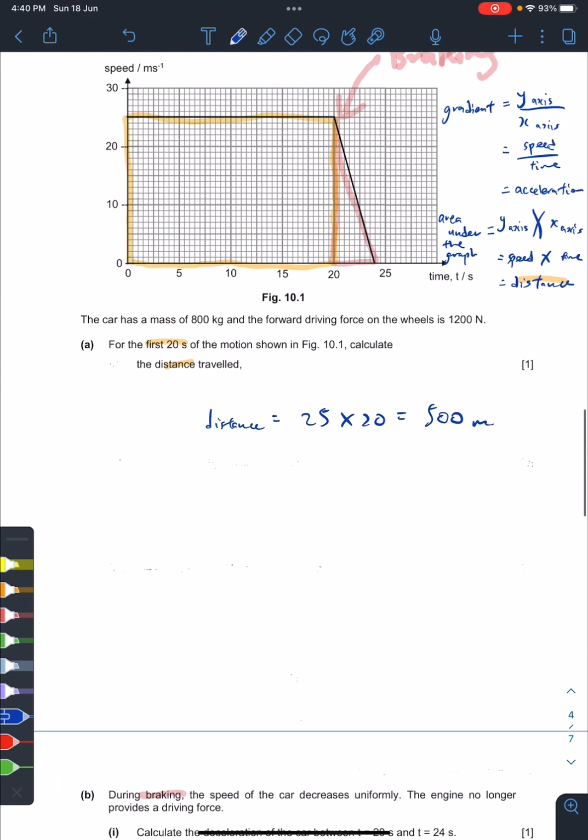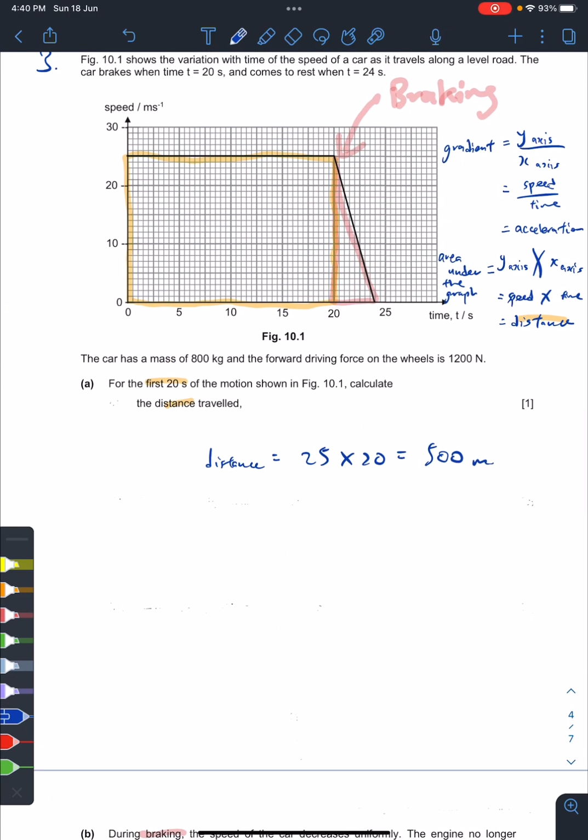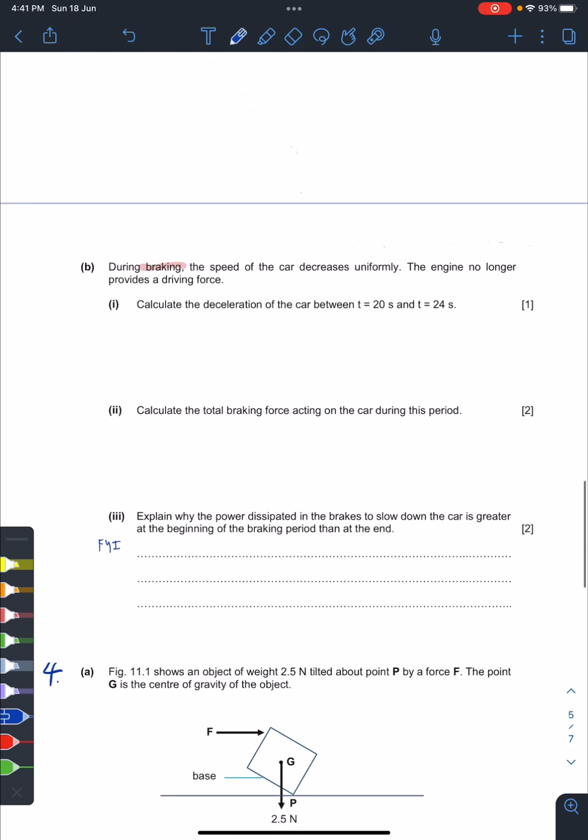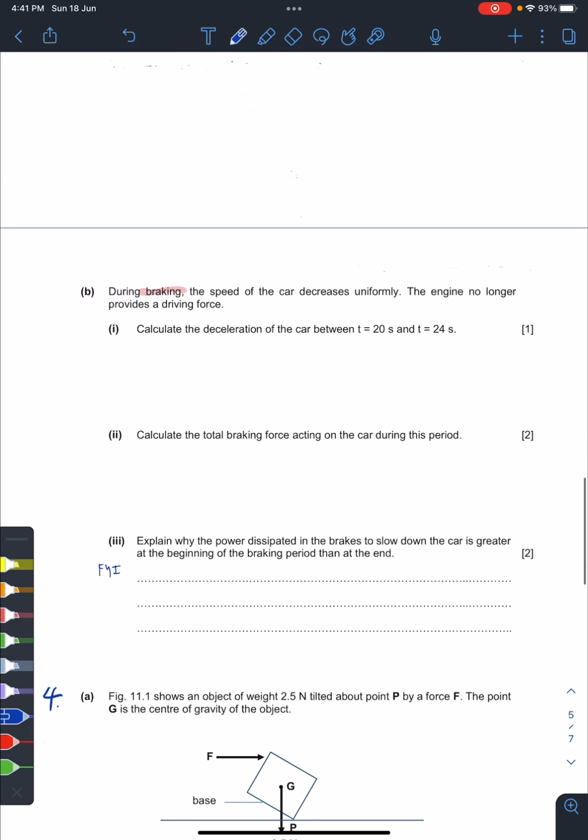Oh, it's 24. Oops, it's the 4 seconds. So this is 20 seconds. This is 4 seconds. Read carefully. So you have to calculate the acceleration, deceleration. Do you recall there's a formula? There is a formula, which is a equal to v minus u over t.